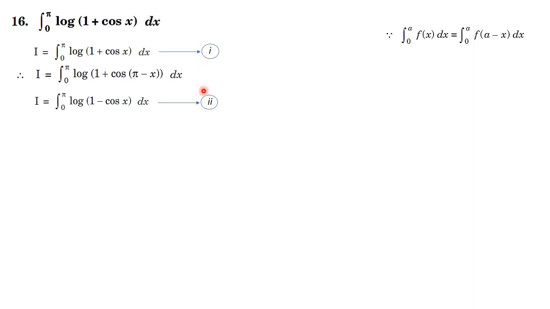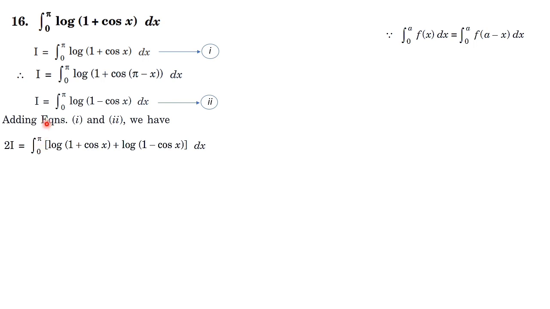So we have two equations. What we can do, as per the algorithm, is add equation number 1 and 2. While adding, I plus I is equal to 2I, equal to integral 0 to pi; common we can take in both. First part log 1 plus cos x as it is, plus log 1 minus cos x dx. Then integral 0 to pi log 1 plus cos x into 1 minus cos x. This is in the form log a plus log b dx. So log a plus log b is log a into b. So log a is 1 plus cos x, into b is 1 minus cos x dx.